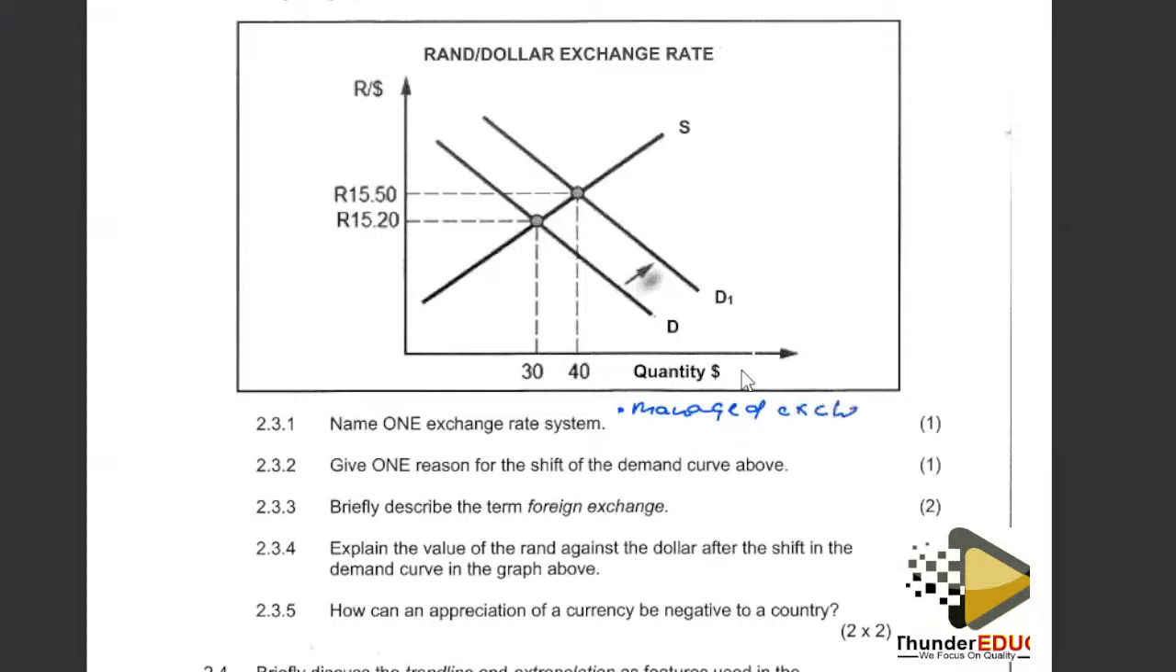Managed exchange rate system. So, okay, right, grade 12. Remember I said we have three types here. We have the managed exchange rate system. We have the free floating exchange rate system. We also have the fixed managed exchange rate system. Okay, right. So now, grade 12, let's move on to the next question.